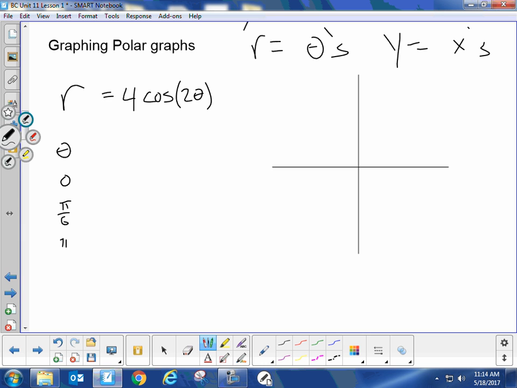0, pi over 6, pi over 4, pi over 3, pi over 2. We'll start with those. So these are my inputs. I will then plug them in.